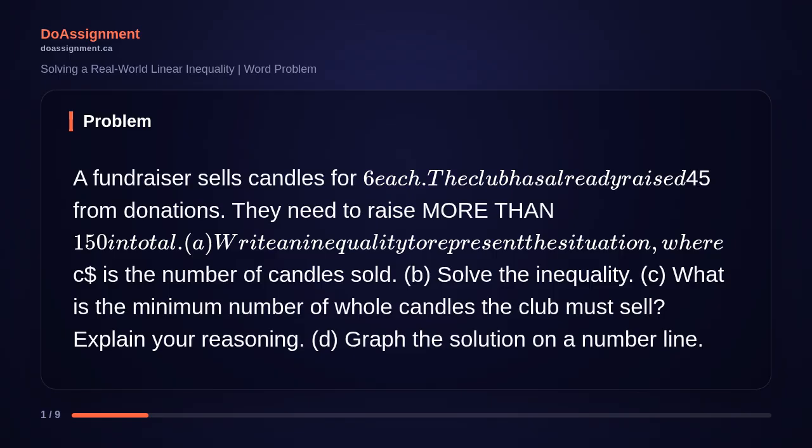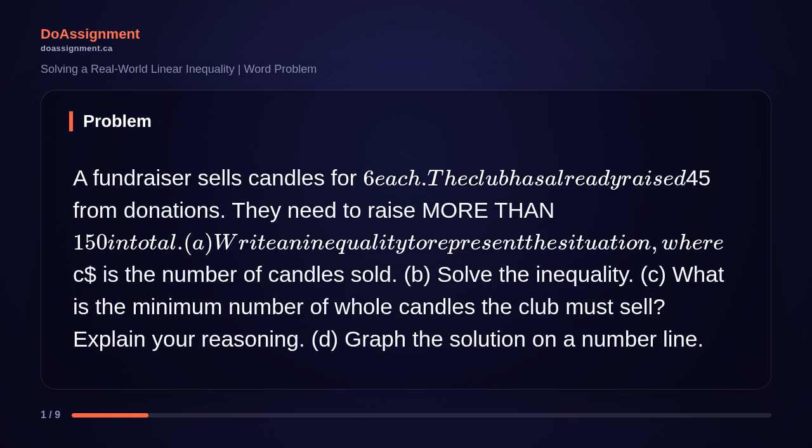Part A. Write an inequality to represent the situation where C is the number of candles sold. Part B. Solve the inequality. Part C. What is the minimum number of whole candles the club must sell? Explain your reasoning. Part D. Graph the solution on a number line.